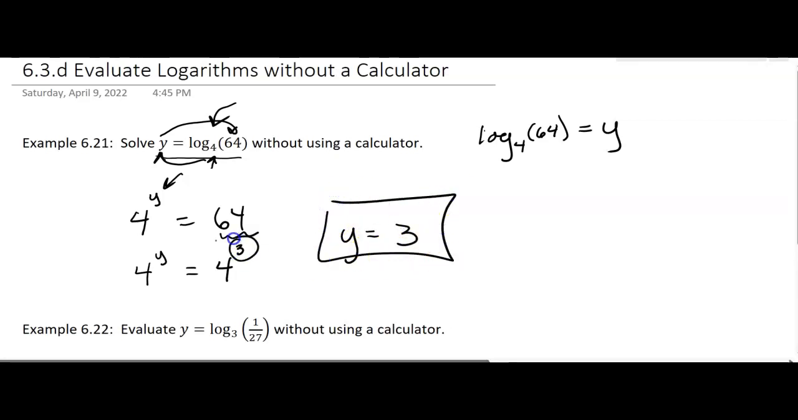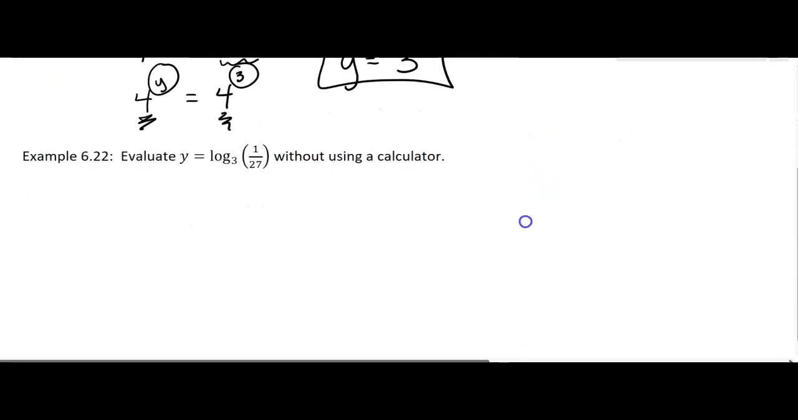So the exponent here has to equal the exponent there because the bases are the same, and they're equal. So we were trying to figure out what this equaled, log base 4 of 64, and it equals 3. Okay, so now we're going to do another one.